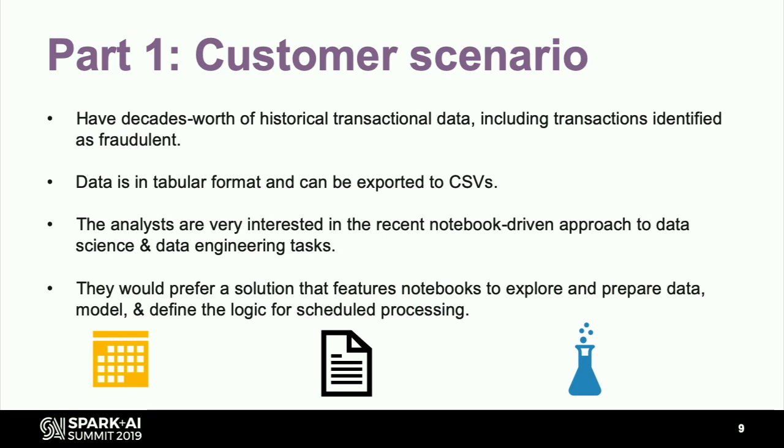Another requirement is that they have different sorts of people, like analysts and developers, who will be looking at this data. So apart from notebooks, your solution should also be able to integrate with Power BI and other reporting services.